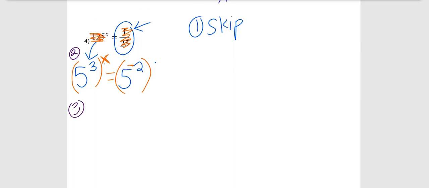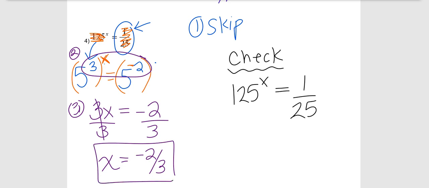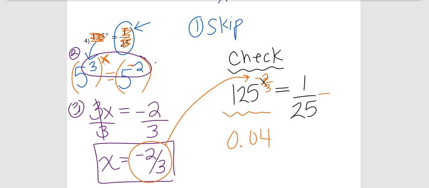And step 3, once they have the same base, we set their exponents equal. So we'd have 3x equals -2, divide by 3, and we get that x equals -2/3. So to check this, we would take the x out, we would put -2/3 in for x, and then we could go ahead and put this in our calculator. 125 to the -2/3 power, that would be 0.04. And then we would put 1 over 25, or 1 divided by 25, into our calculator, and it is also 0.04. So our answer is correct.